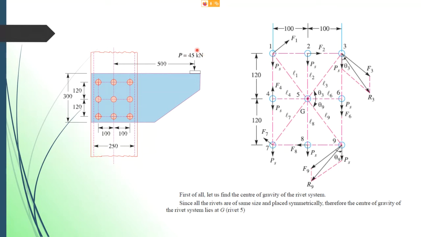45 divided by 9, so you have 5 kilonewton, 5, 5, 5. Each of these PS here carries a primary shear load, or a direct shear load, of 5 kilonewton. Each carries a load of 5 kilonewton. Now, in this question here, we can straight away locate our CG. So therefore, we can skip that step of finding the CG for the riveted system.